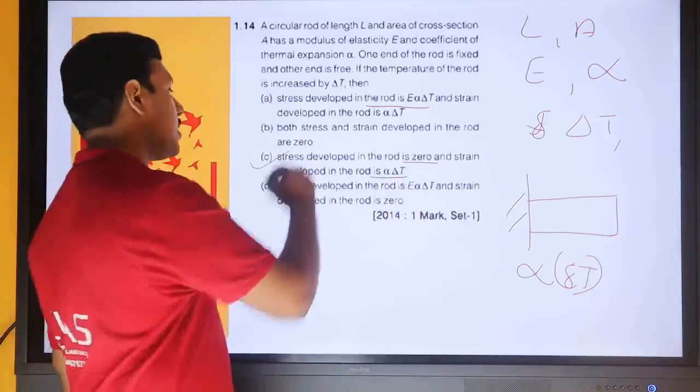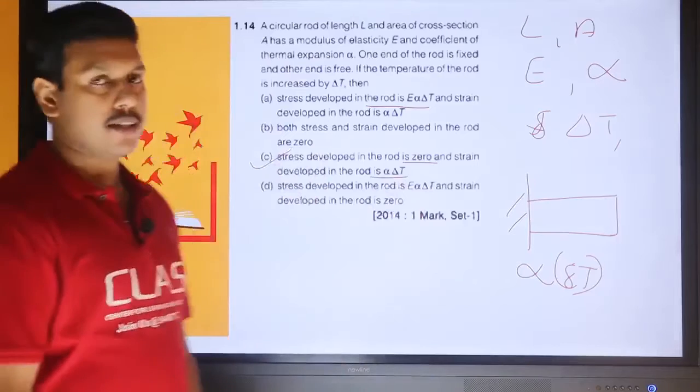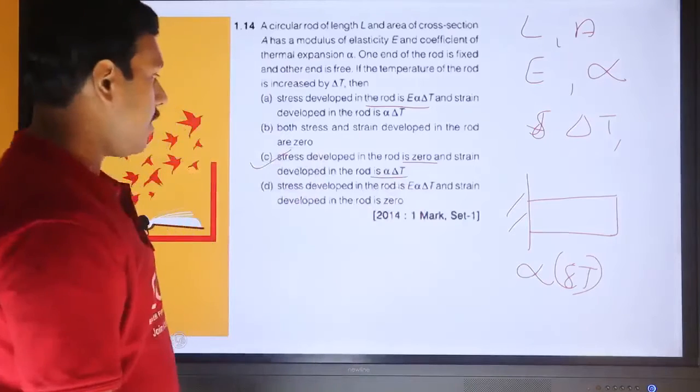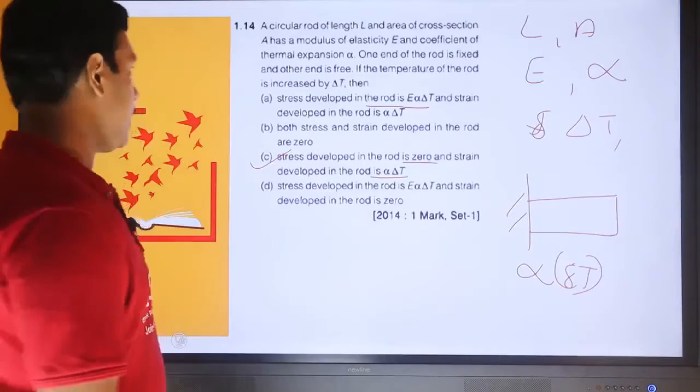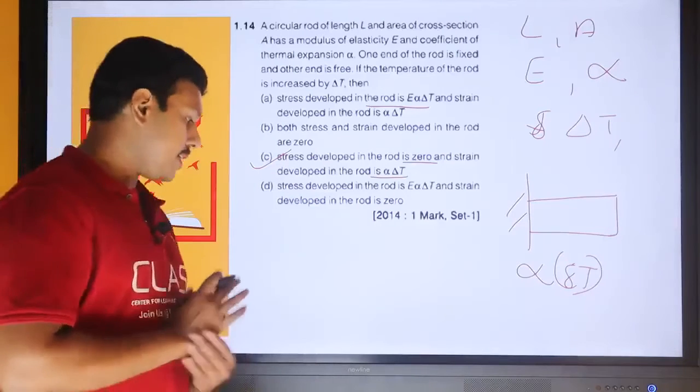Therefore, option C is correct. Stress developed in the rod is zero, and the strain developed is alpha delta T. Option C is the correct answer.